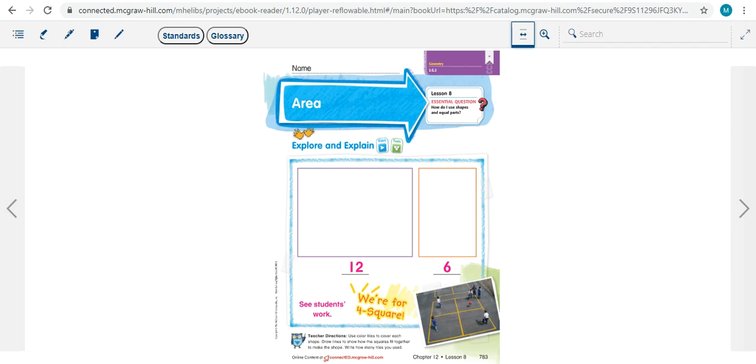We are going to work on lesson number 8 of chapter 12. So please open up your math books on page 783. Area. We are going to divide the first shape that you have in your book into 12 equal parts. So please take out your pencil. We're going to divide the shape into 12 equal parts, okay?